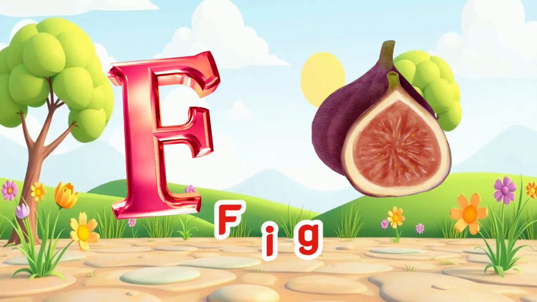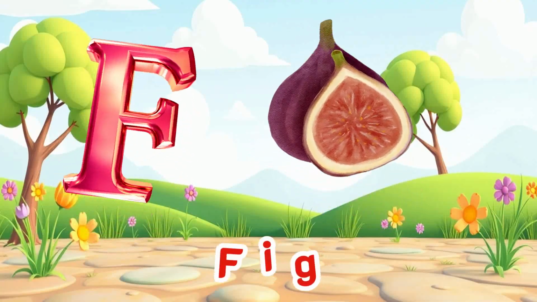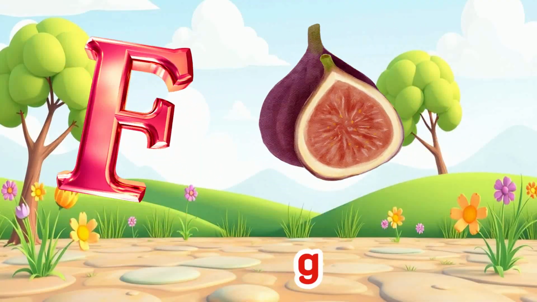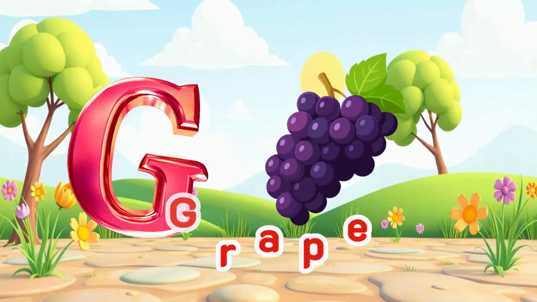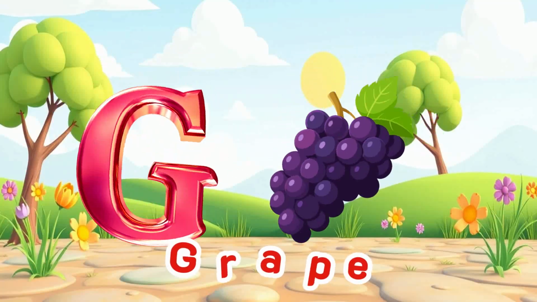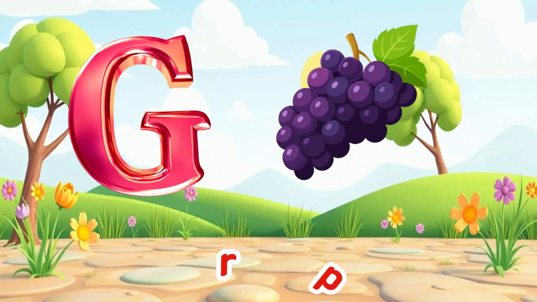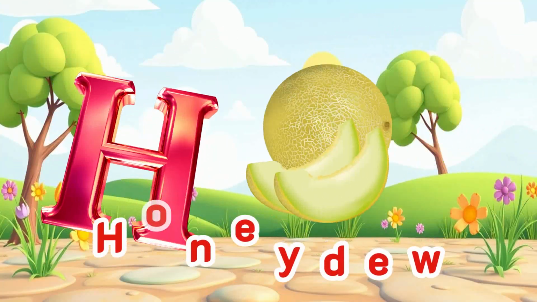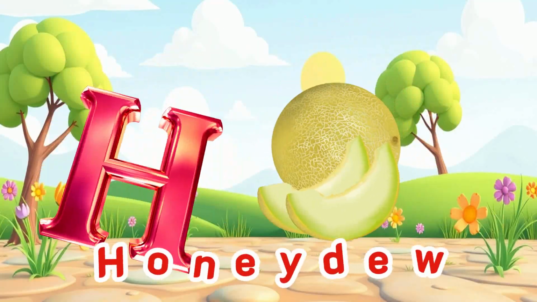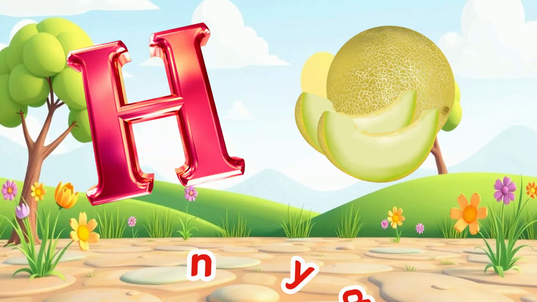F is for fig. F fig. F fig. F is for fig. G is for grape. G grape. G grape. G is for grape. H is for honeydew. H honeydew. H honeydew. H is for honeydew.